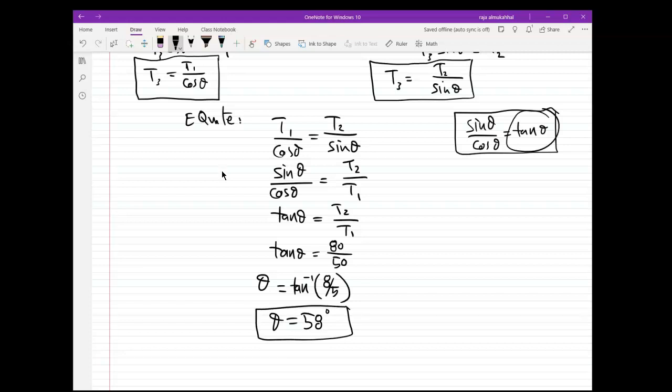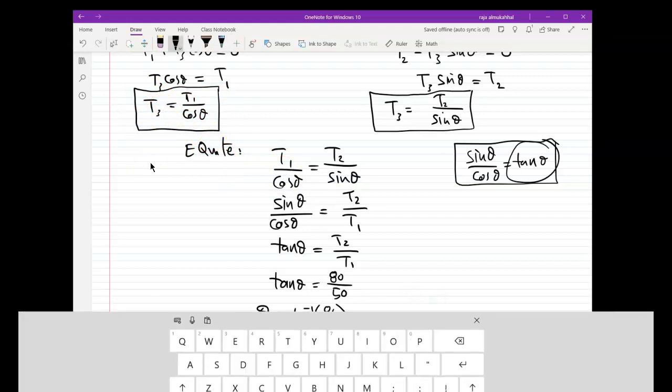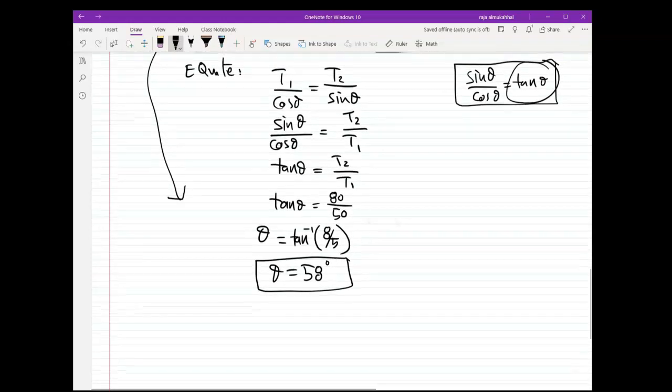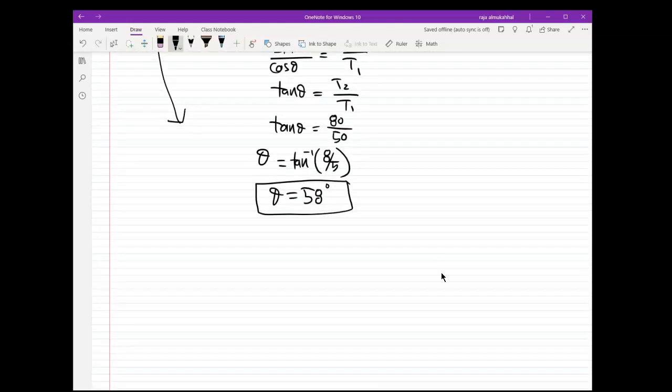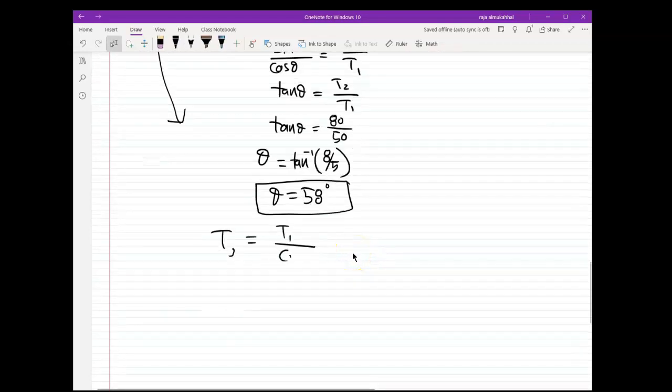Now I can pick one of the expressions for T3. Remember, he's asking for T3. I get this one or this one. It doesn't really matter to solve for them. So I'm going to pick this one right here. So I have, oops, sorry. So I have here, I'm going to take that. And this will give me T3 equals T1 over, I forgot how it looks like. What is that? Cosine. All right, so cosine theta.